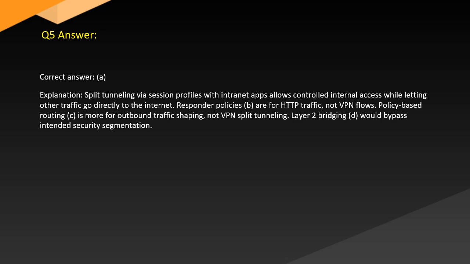Answer. Correct answer: A. Explanation. Split tunneling via session profiles with intranet apps allows controlled internal access while letting other traffic go directly to the internet. Responder policies, B, affect HTTP traffic, not VPN flows. Policy-based routing, C, is more for outbound traffic shaping, not VPN split tunneling. Layer 2 bridging, D, would bypass intended security segmentation.